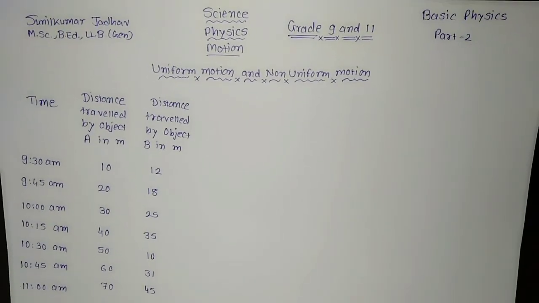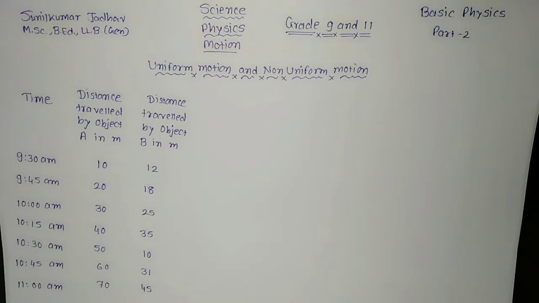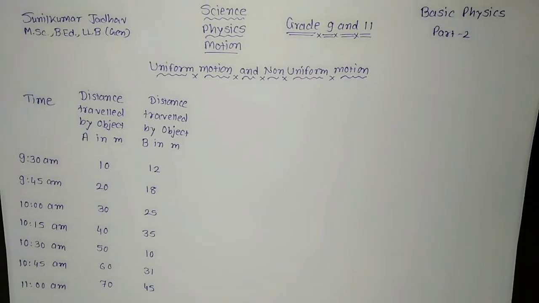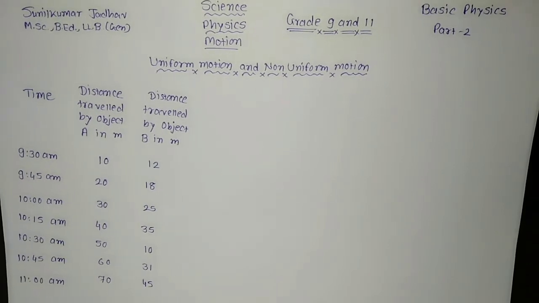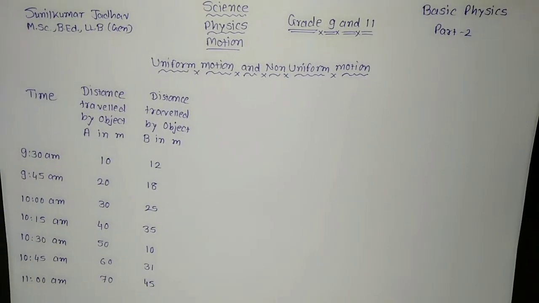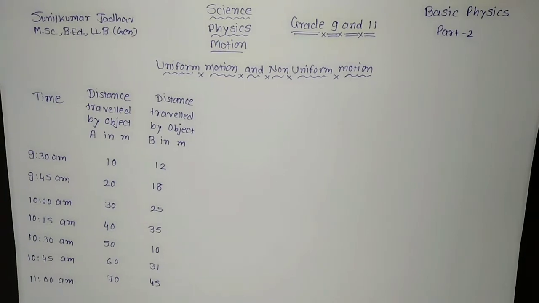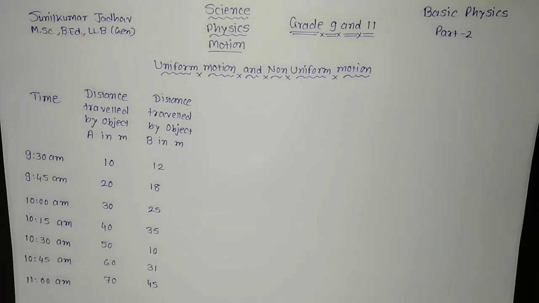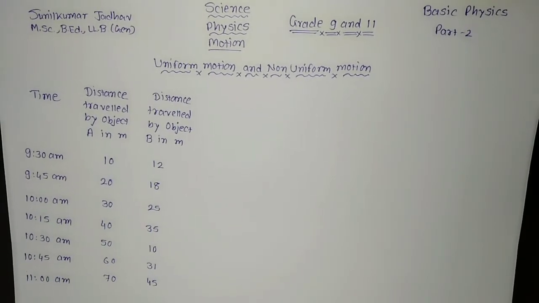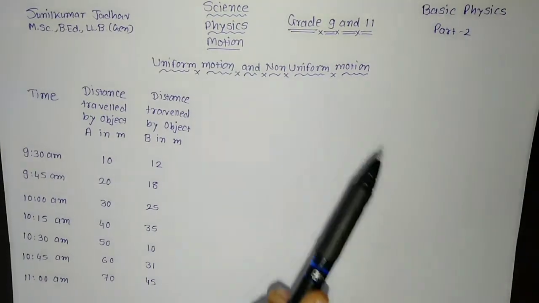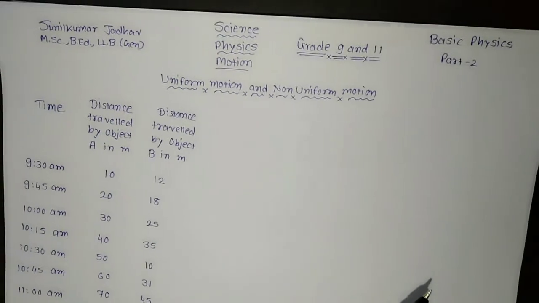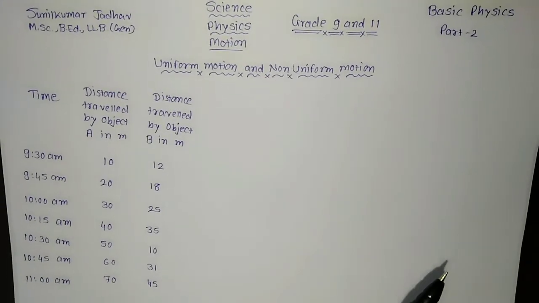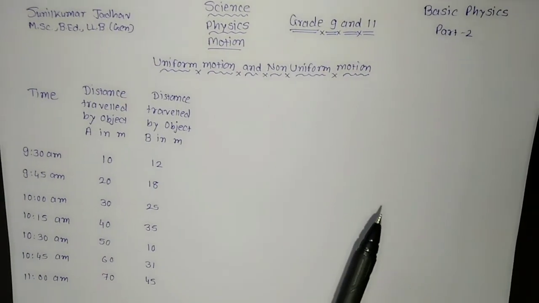In the first part we cleared the concept related to distance and displacement. If you have not seen that video, then see that first video. That is how you can clear the main difference between distance and displacement for motion on a straight line. Here we are going to discuss uniform motion and non-uniform motion. It is a useful video for grade 9th and 11th basic physics. So let us begin with uniform motion and non-uniform motion.